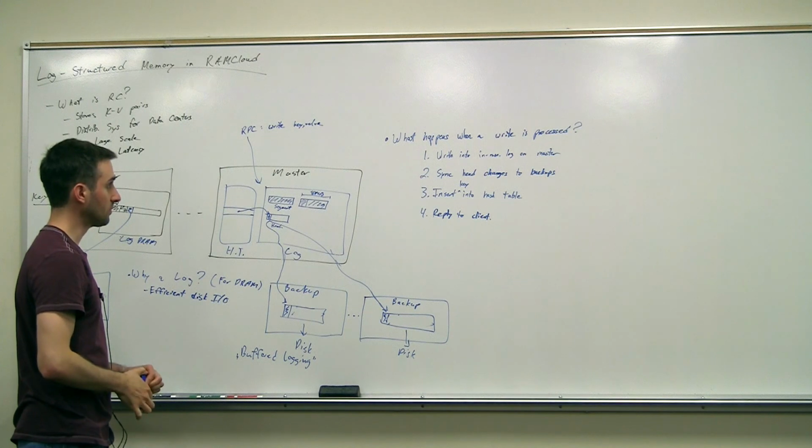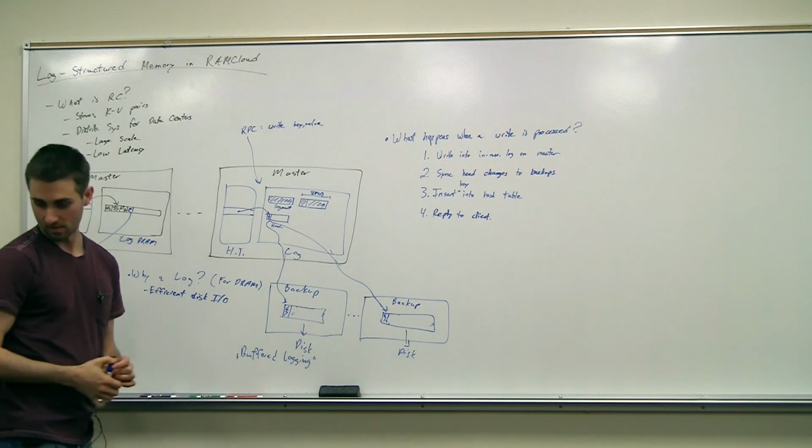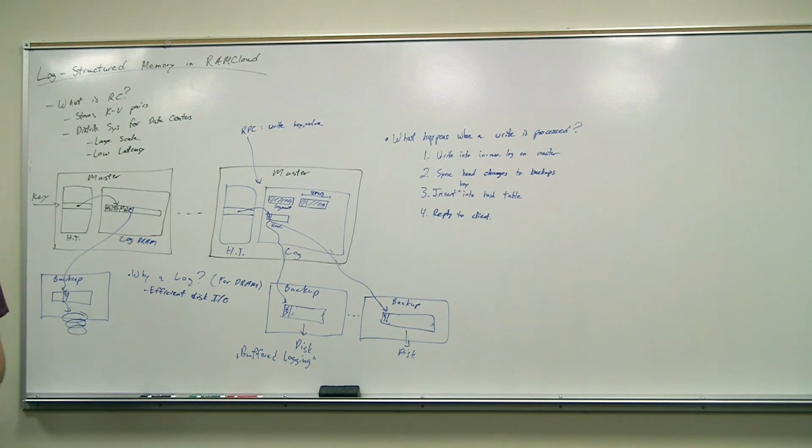Okay. When the new object comes in, do you append it to the segments that have some empty space, or do you make a new segment? Right, so I guess the question is, what happens when you run out of space in that head segment?